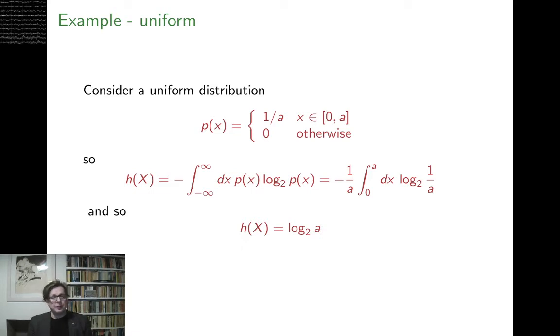So on the face of it, that looks quite nice. We start off with the uniform distribution, arguably the simplest continuous distribution, and we ended up very quickly with a formula for the differential entropy.